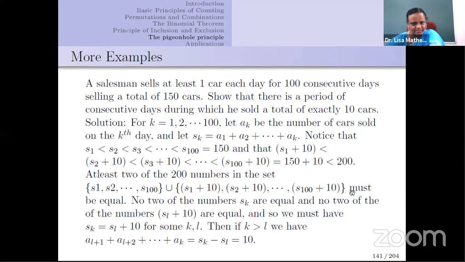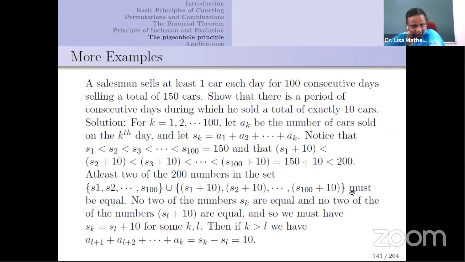is the number of cars sold on the kth day, and I take sk to be the sum of a1, a2 up to ak. Now I know that s1 is less than s2. S1 is the number of cars sold on the first day, S2 is the number of cars he has sold on the first and second day. S3 is the number of cars he sold on the first, second, and third day. And remember, I told you that every day he sells at least one car. So therefore, all these are strict inequalities.